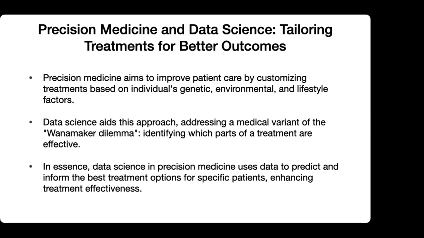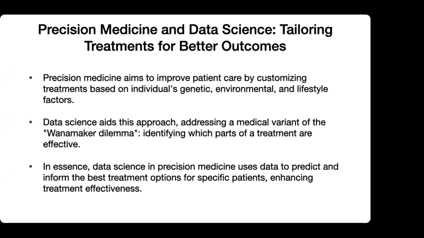Now, precision medicine is an innovative approach in healthcare that takes into account the complex interactions in biological systems. It actually utilizes large and diverse types of data, which when properly modeled, can provide valuable predictions for diagnosis and treatment. Essentially, precision medicine strives to improve patient care by tailoring treatments based on an individual's genetic, environmental, and lifestyle factors. I already mentioned this a while ago about precision medicine. And data science plays a very important role in this transformation.